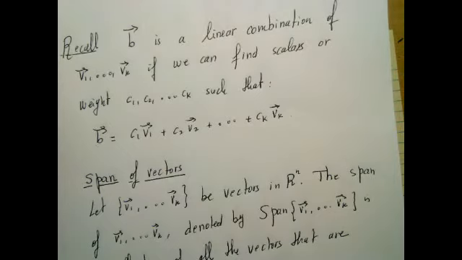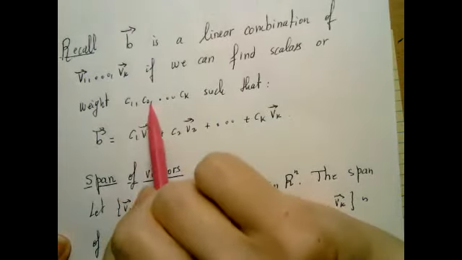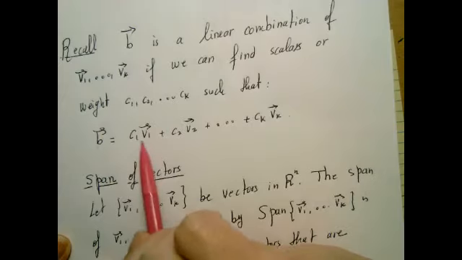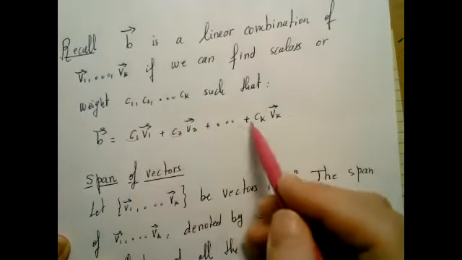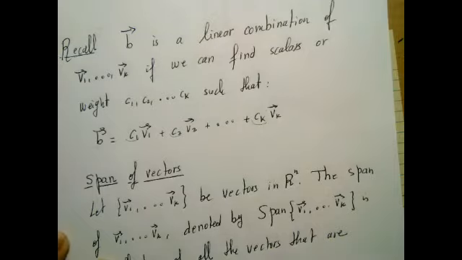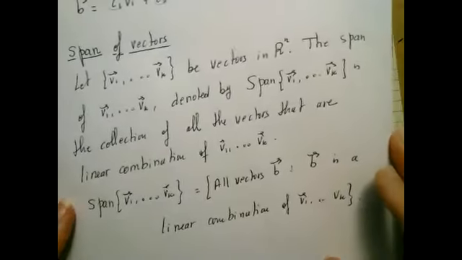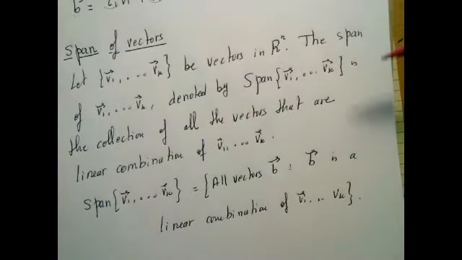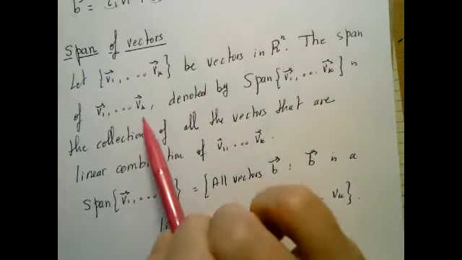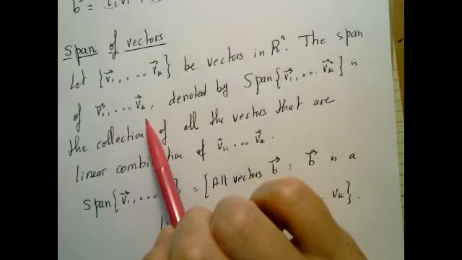So let us recall. B is a linear combination, you guys have this already, of a bunch of vectors if we can find scalars or weights such that B can be written as the sum of those vectors with a weight attached to them. That's a linear combination. Now, the new idea is the span of vectors. What's the span? Suppose I have a bunch of vectors in Rn. What's the span of V1 through Vk?